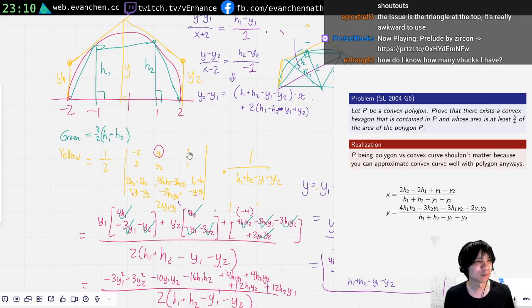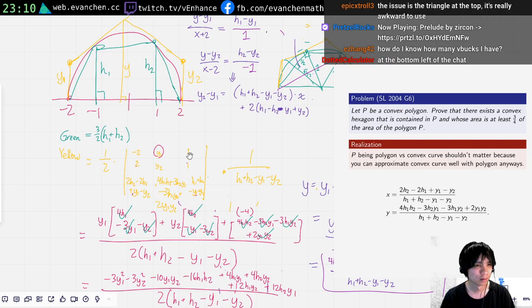Maybe I should just bound, like, can I project the triangle onto the axis or something and increase or decrease its area? There really has to be a better way to do it. There really has to be a better way than this.